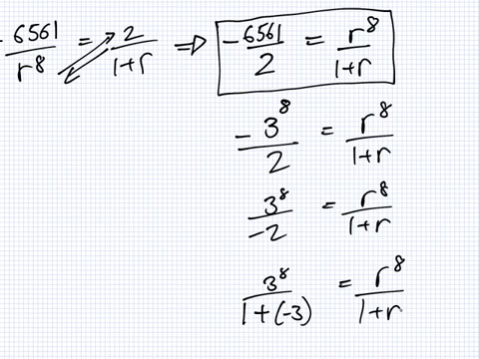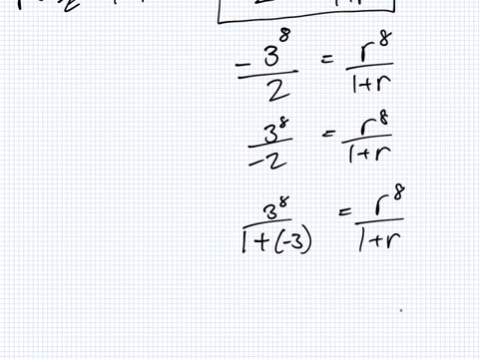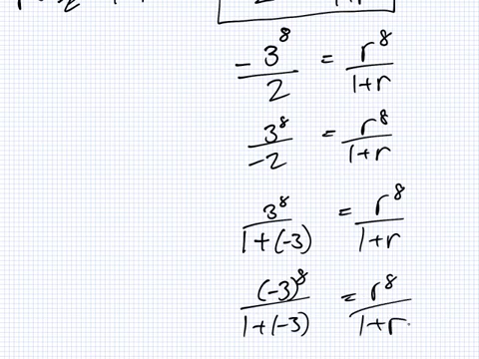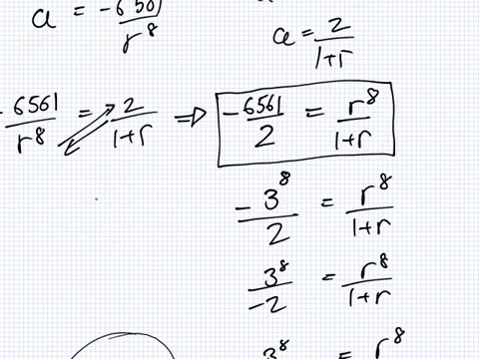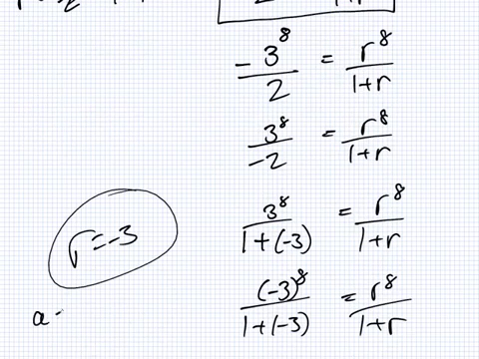But there's an easy way to fix that. Just change it to minus 3. Why am I allowed to do that? Because it would be positive anyway. It doesn't matter, because it's a power 8. It doesn't matter if there's a minus here, so I can just put the minus there. Now they're the same. So what's the r? Minus 3. And then I can get the a: it's 2 over 1 plus r, minus 1 is the a.